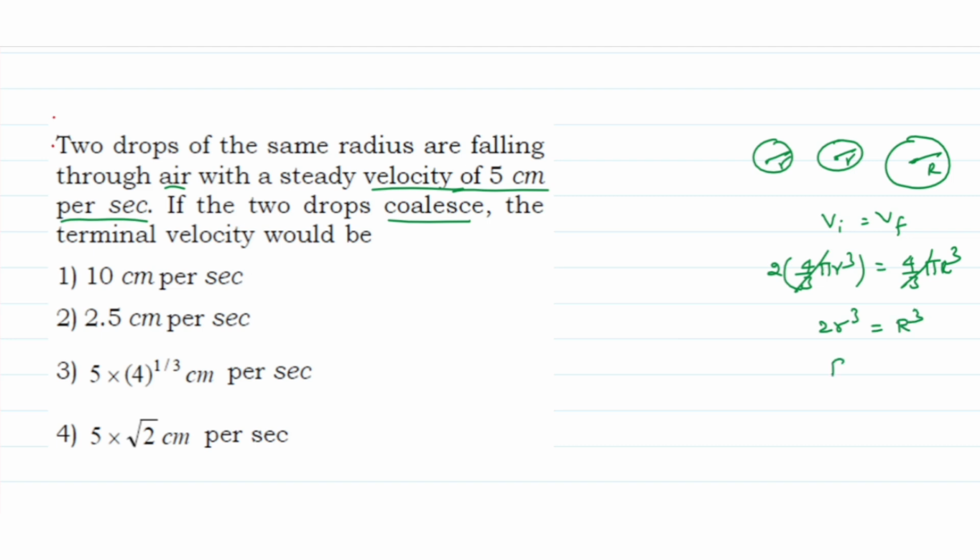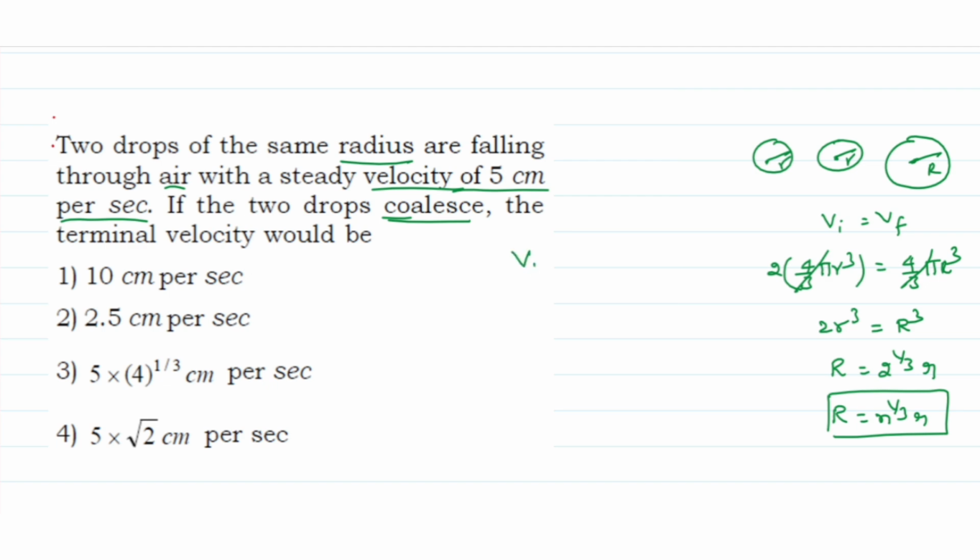Then R equals 2 power 1 by 3 into r. The basic formula when two or multiple drops combine is R equals n power 1 by 3 into small r. Right? This is the basic formula to be remembered. Now the question says two drops of the same radius are combining, falling through the air with a steady velocity, and asks what the terminal velocity is.